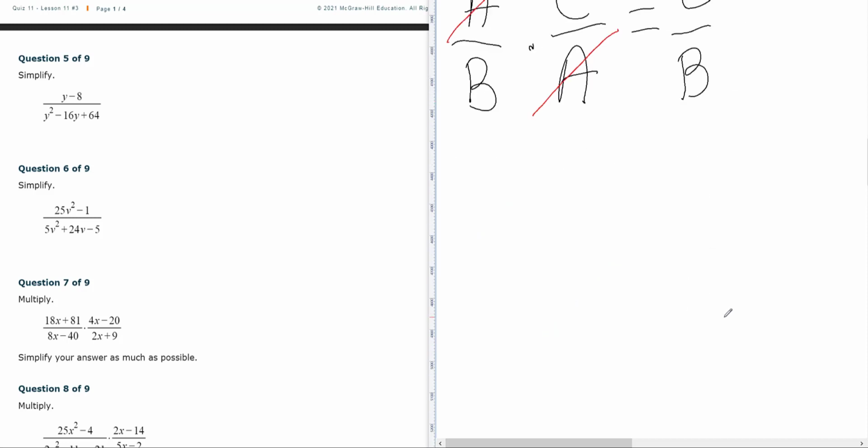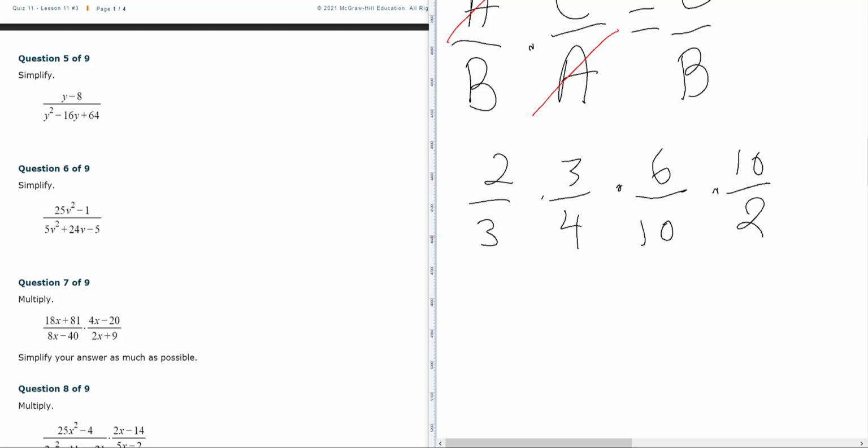Okay? So if I had 2 over 3 times 3 over 4 times 6 over 10 times 10 over 2. Before I multiply, I could do 2 times 3 times 6 times 10. That's going to be 60 times 6. That's going to be 360. So big numbers. On the bottom, 3 times 4 is 12, times 10 is 120, times 2 is 240. So if I go straight across, I'd have 360 on top and 240 on the bottom. And so those are big numbers, right? But instead, I can do some reducing first.